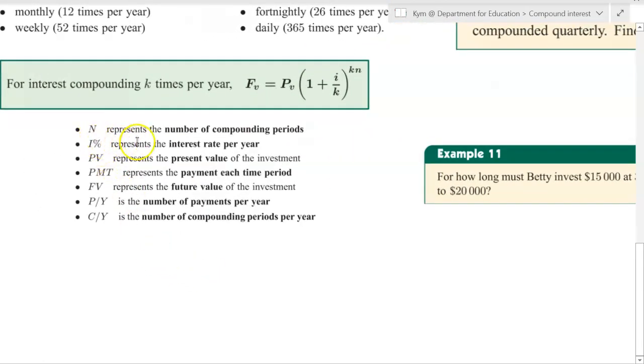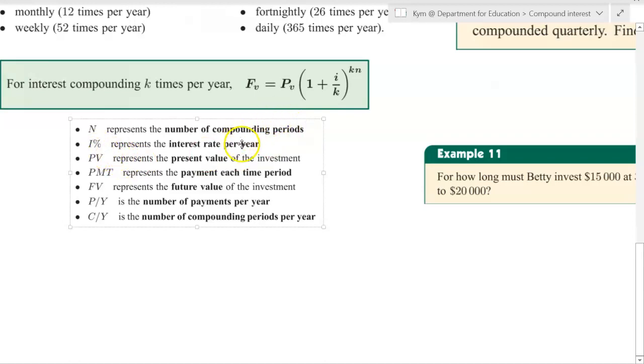N, remember, represents the number of compounding periods. So in my previous video, we just did N as the number of years because it was compounded yearly, once per year. So that gave us the number of compounding periods. If, like my previous example here, I was investing money for, let's say, 5 years, and it was compounded quarterly, so 4 times per year, the number of compounding periods in that case would be 20, okay? Not just the number of years.